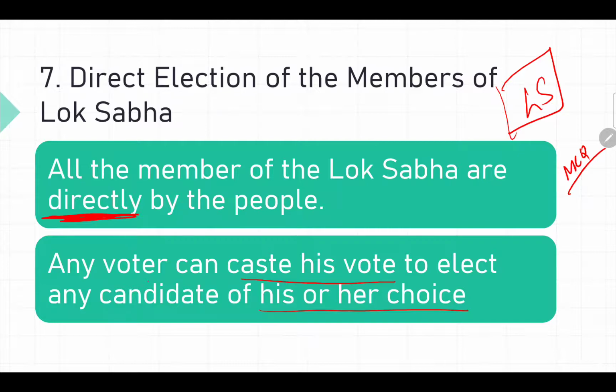Like you can give a question like this: how are members of Lok Sabha elected? Option A, direct. Option B, indirect. Option C, both. Option D, none of the above. So the correct answer is A, right? So right here I created a multiple choice question. Simultaneously you can also create this kind of questions.